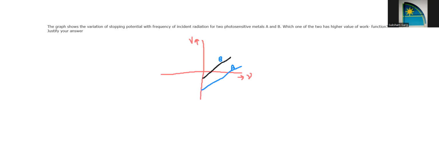Let's say this particular graph. This graph is given between stopping potential and frequency. I'm telling you guys again and again, potential is actually in terms of energy. So energy according to the Einstein relation is written by the expression E is equal to h times nu. That means energy is actually directly proportional to frequency. That's why if you see the graph, it's a straight line.